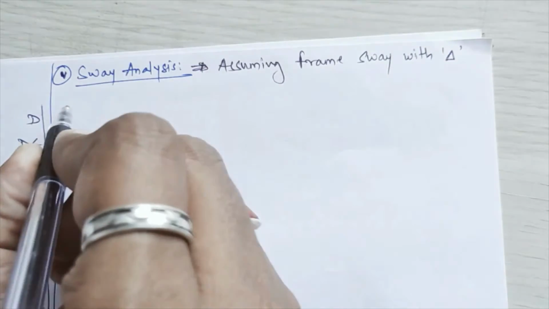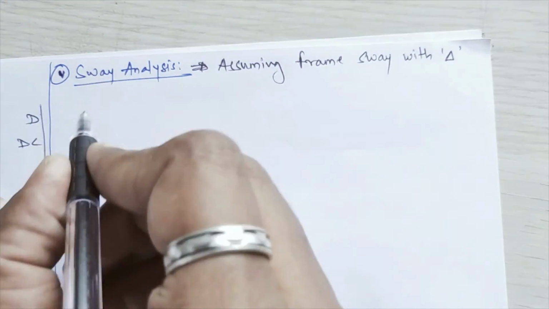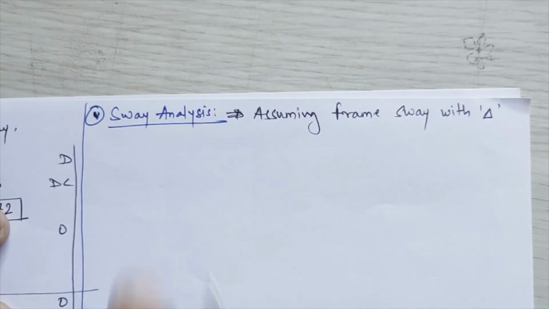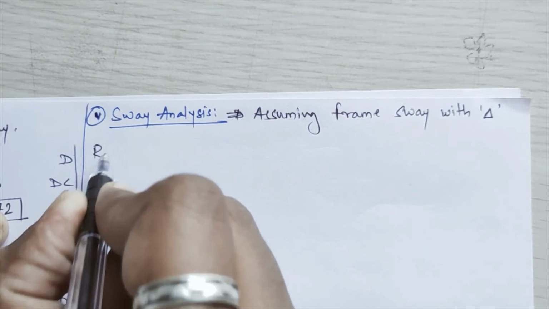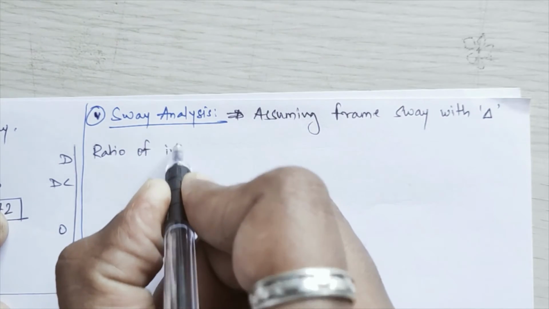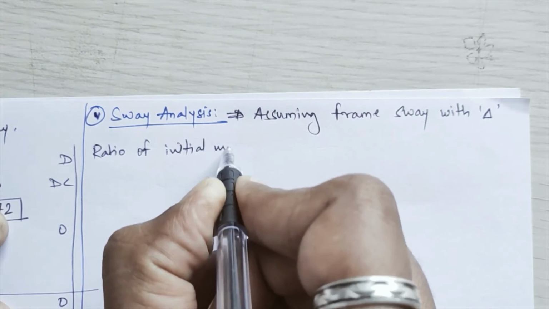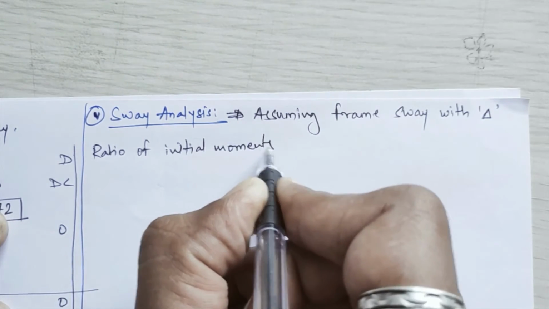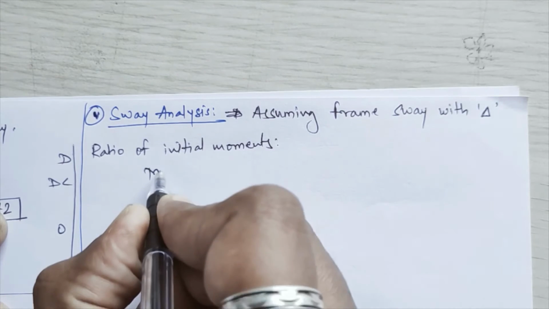So here what you have to do is calculate the ratio of initial moments, that is, relative stiffness coefficients you have to calculate. So right here, ratio of initial moments, so which are those?